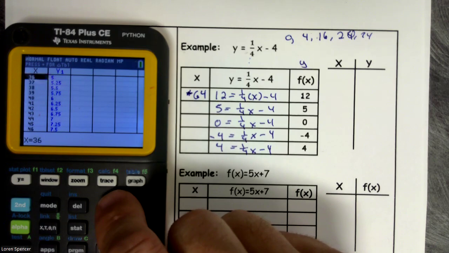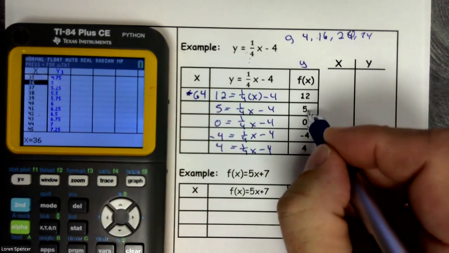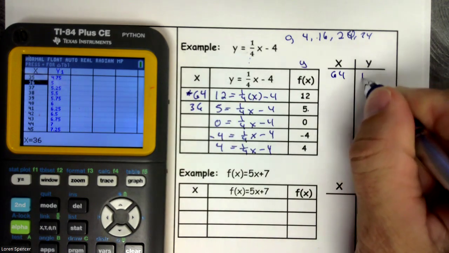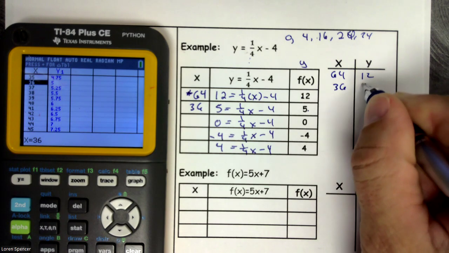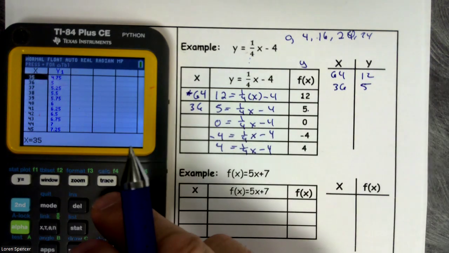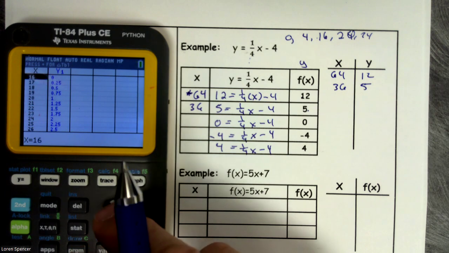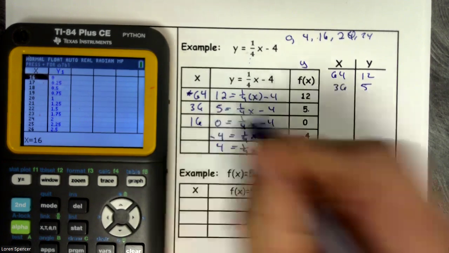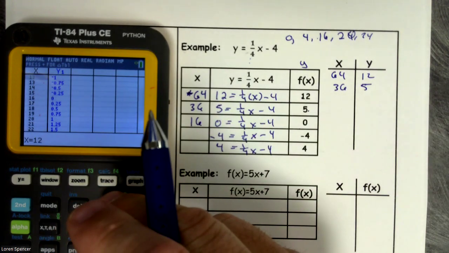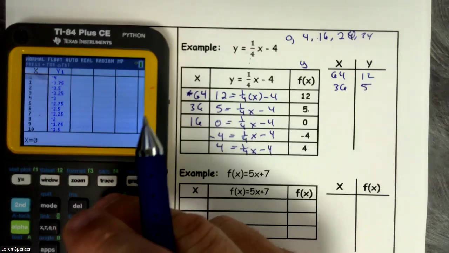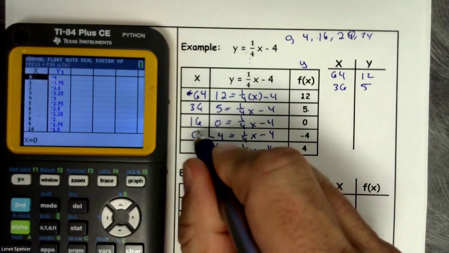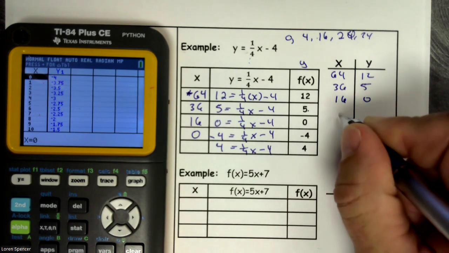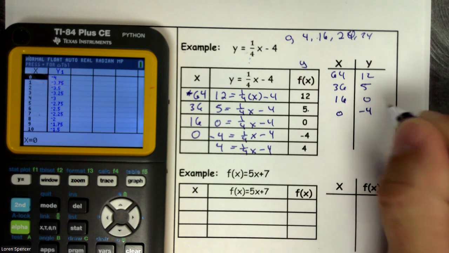Well, when y is 5, x is 36. So this is basically 64, 12, this is 36, 5, we scroll down to 0. When y is 0, x is 16. When y is -4, x is 0. So we now have 16, 0, 0, -4.